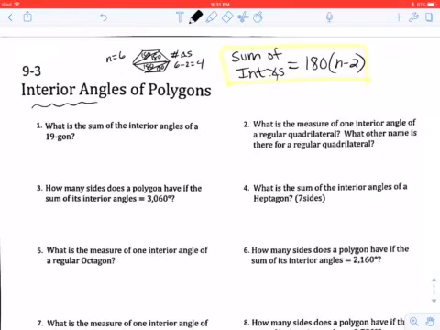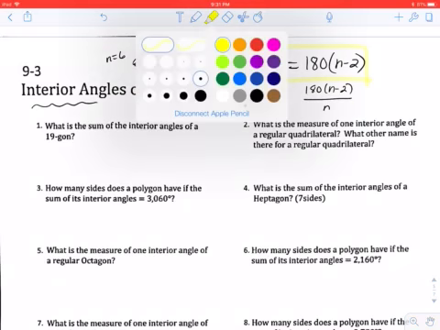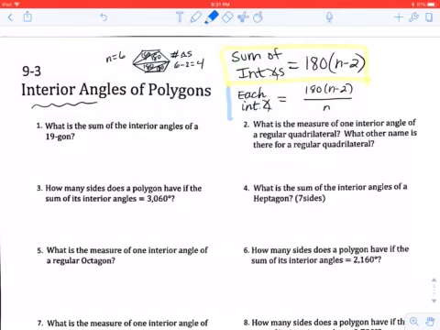And then if I wanted the measure of each interior angle of a regular polygon, you're going to take that formula, 180 times n minus 2, and divide by however many sides there are. So that's your second formula for interior angles.